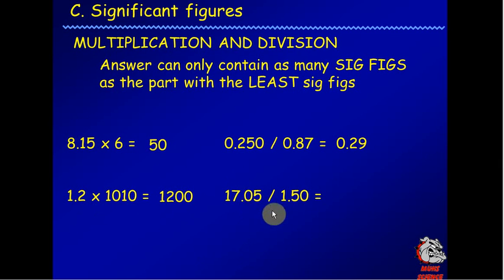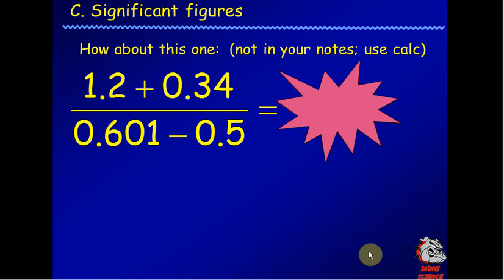4 sig figs divided by 3 sig figs. My answer is allowed to have 3 sig figs. Calculator answer, 11.3666 repeating. And we have way more decimals than we need. I can only round that off to 3 sig figs, so I round it off to 11.4. That's the multiplication division rule. Here's one you can try yourself.